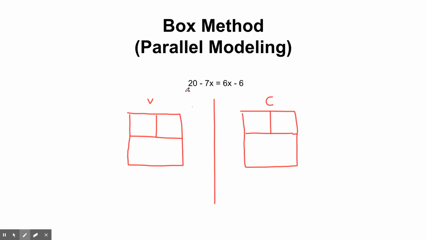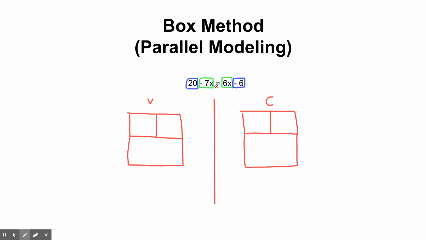Now I want all my variables in the box on the left side, and all my constants in the box on the right side. Let's change our color. We'll make our variables green. So here I have a negative 7x, and here I have a positive 6x. And then my constants would be this 20 and this negative 6. So my variables are here in green, negative 7x and 6x, and my constants I have here in blue, 20 and negative 6. I'm going to move my variables into this box and my constants into this box.